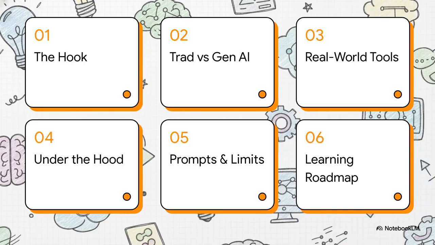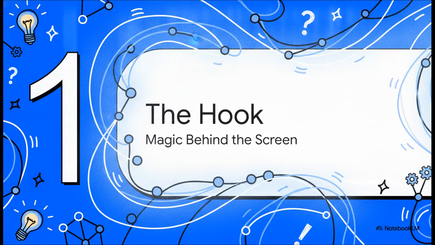Okay, here is our roadmap for today's explainer. We're starting with the hook. Then we'll compare traditional versus generative AI, look at some real-world tools, peek under the hood, talk about prompts and limitations, and finally, I'll give you a concrete AI learning roadmap. Section 1. The hook, the magic behind the screen.